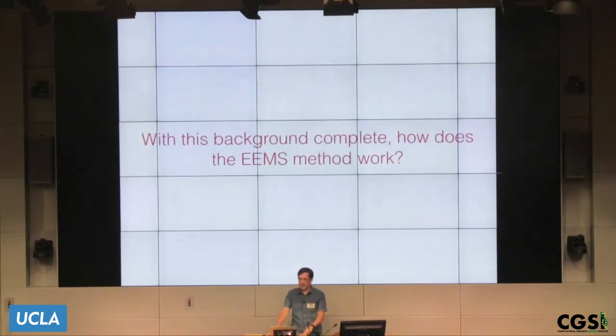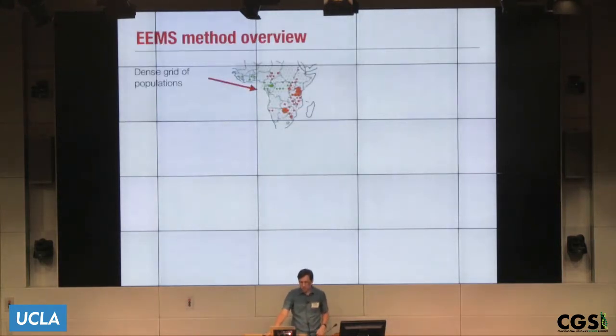Okay, so how does this EEMS method work then? We start with a dense grid of populations, and I'm going to do this in the context of that African data. We assume that there is a dense grid of populations across a broad habitat area encompassing the area that we've sampled. This grid is one of our Achilles heels: we have to assume a grid shape, and exactly what shape you assume, where you draw the boundaries, how dense you make it, is an open question. In practice, we find if we make it very fine-grained, the results tend to be more robust.